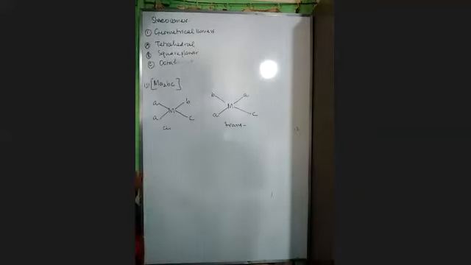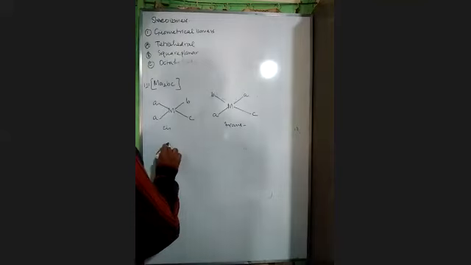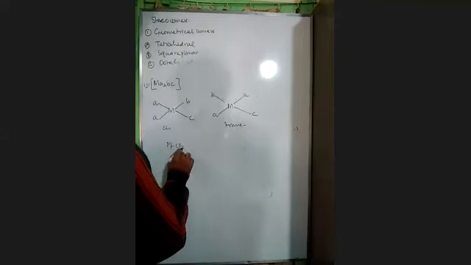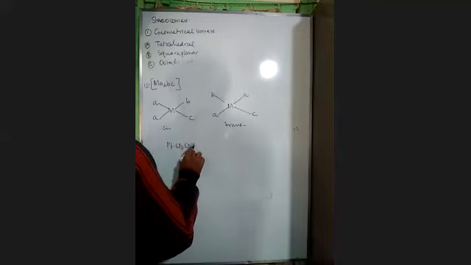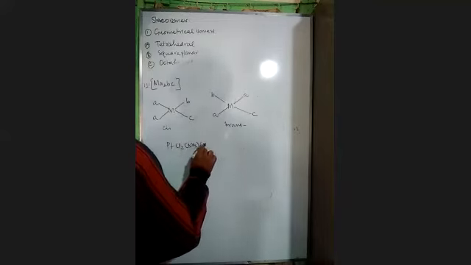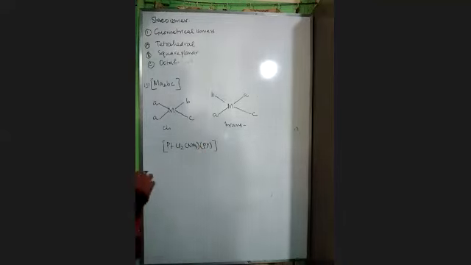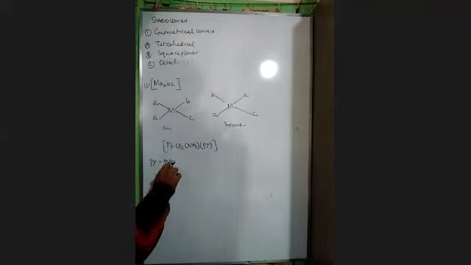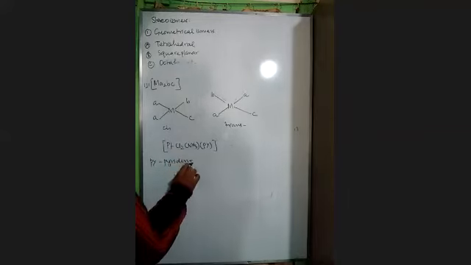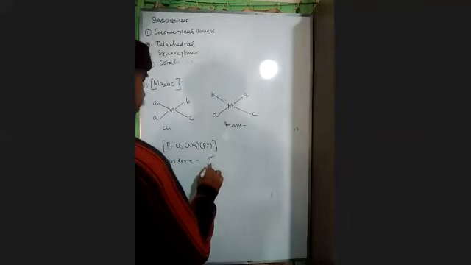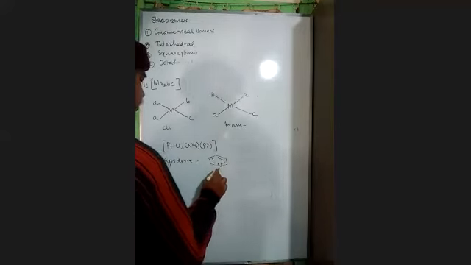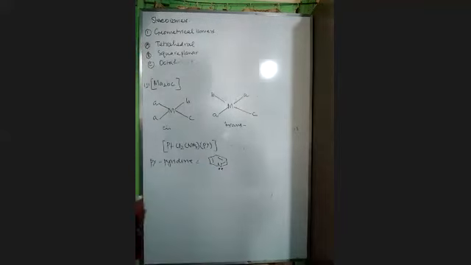Example, platinum, Cl2, NH3, PY. Now what is PY? PY is pyridine. Don't get scared. Pyridine, I have told you in your organic class. See, this is pyridine. This is aromatic compound. This is neutral ligand.